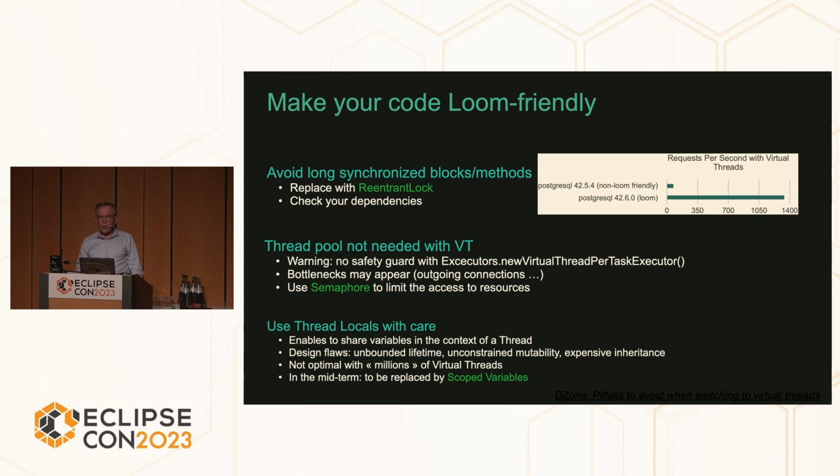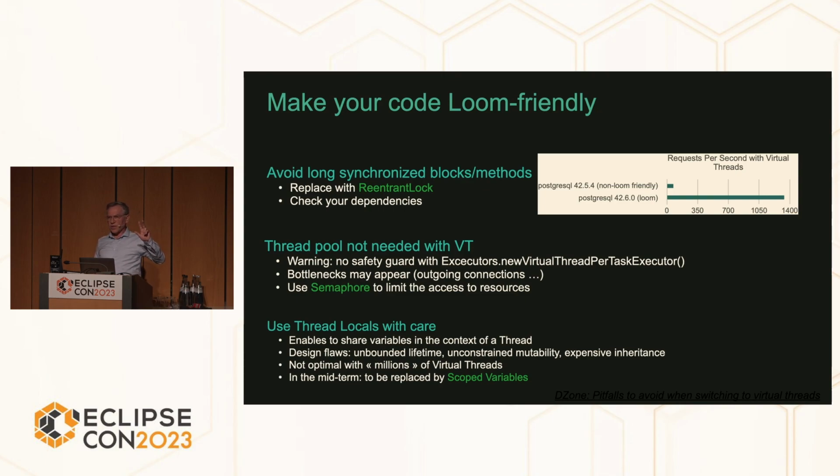Also, use thread locals with care. Thread locals enable sharing variables in the context of the threads. They were designed a long time ago with Java 1.2 with 3 design flaws: unbounded lifecycle, unconstrained mutability, and expensive hierarchy.